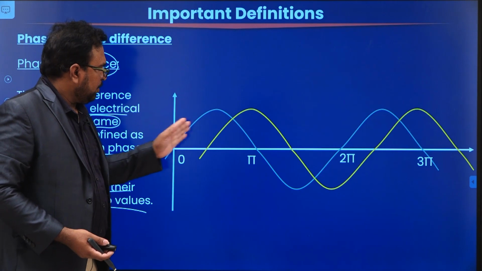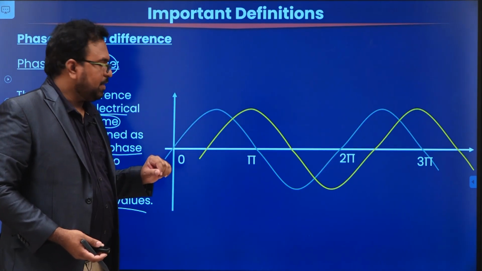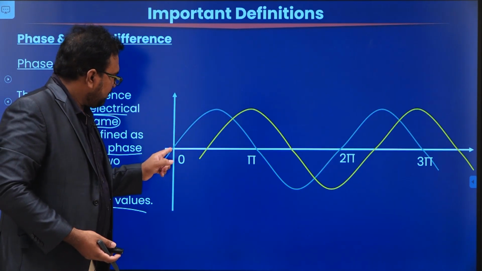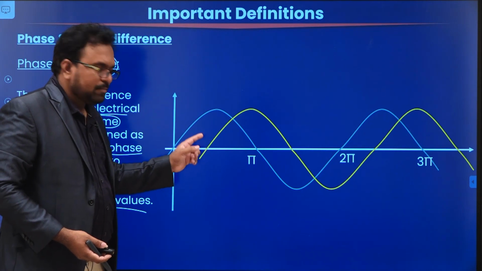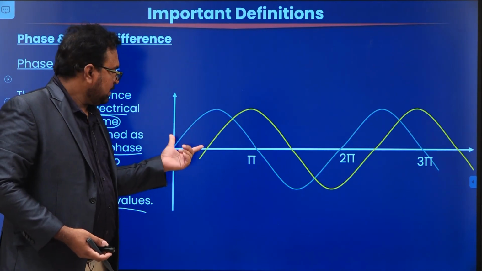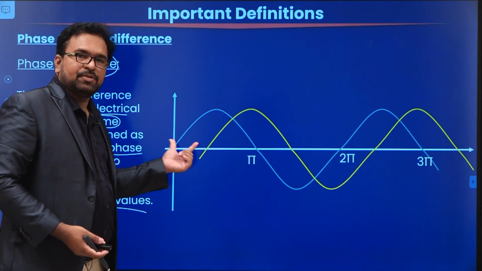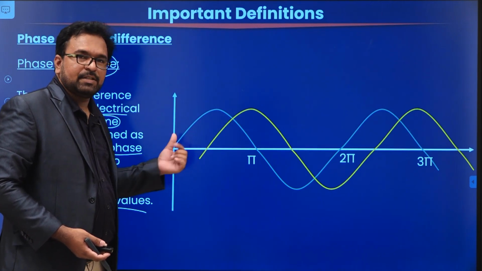Okay. There are 2 different electrical quantities here. One waveform starts at 0 and another waveform starts at some theta. Now what is that theta? That is the difference between these 2. That difference is called phase difference.